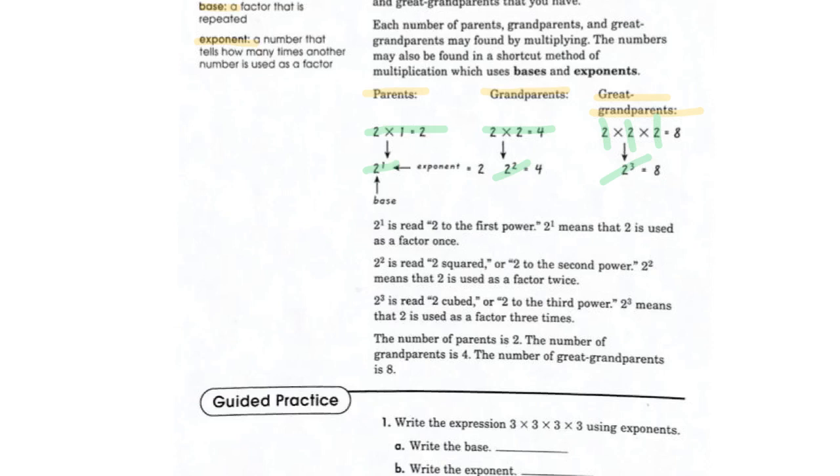The number of parents is 2. The number of grandparents is 4. The number of great-grandparents is 8.